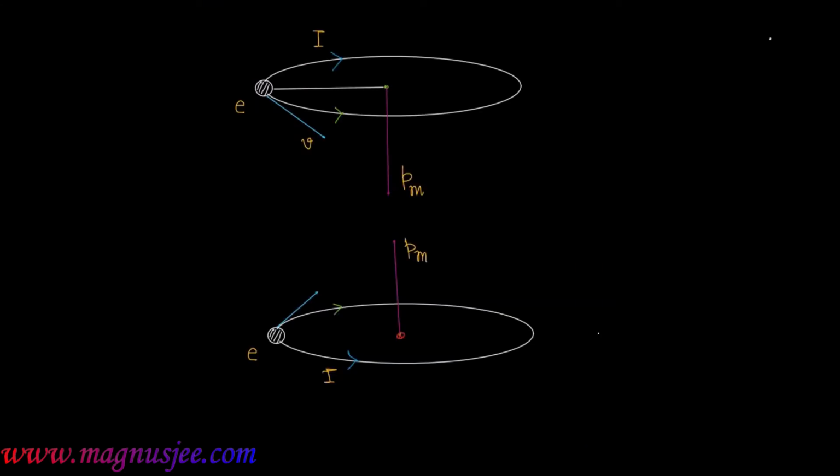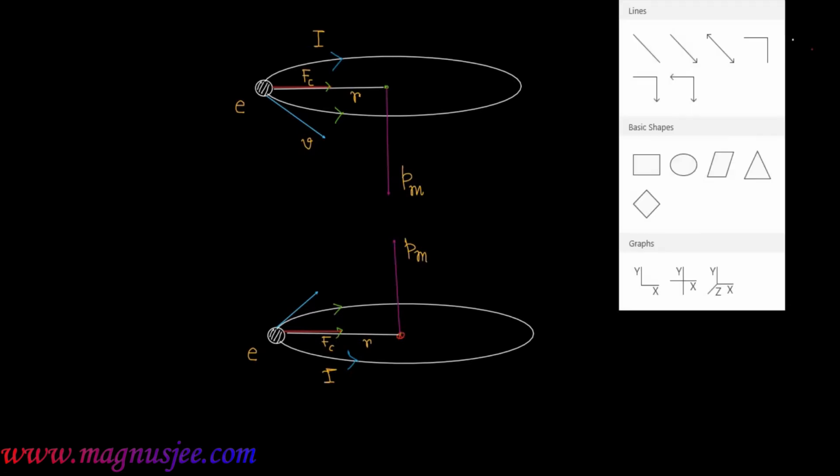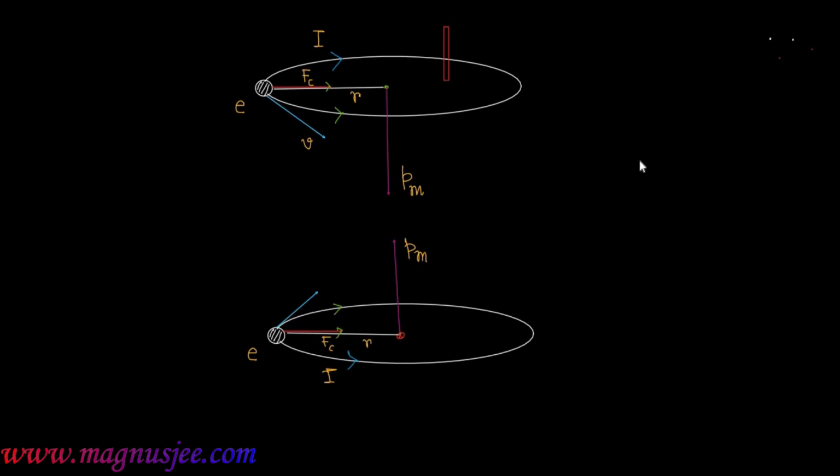Now we can consider the diagram again. R is the radius of this circular orbit of the electron revolving in the anti-clockwise direction, and current flows in the clockwise direction for this type of electron. In this case, centripetal force Fc acts radially inwards, which is required for the revolution of the electron. Similarly, Fc is the centripetal force acting radially inwards for the revolution of the electron in the clockwise direction.